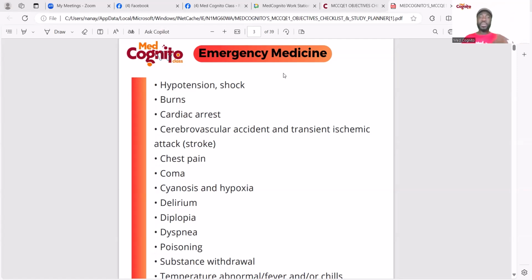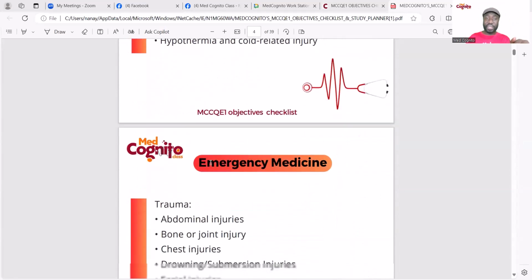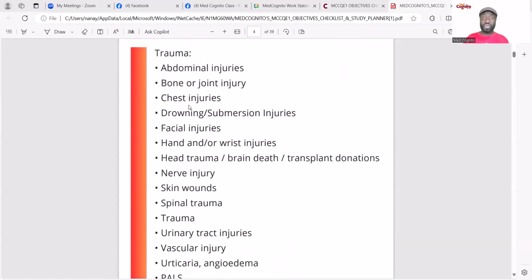So in emergency medicine, what are the topics you need to cover? You need to cover hypotension, burns, cardiac arrest, cardiovascular accidents, chest pain, coma, all those ones. These are the emergency medicine topics. Then when you come to trauma, you realize that trauma is basically ATLS. If you've taken ATLS, you are good. If you've not taken ATLS, I suggest you take your time and learn these concepts.